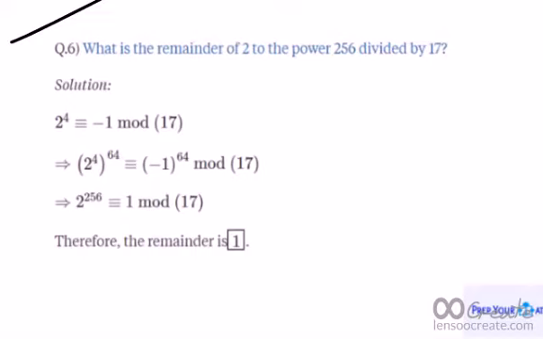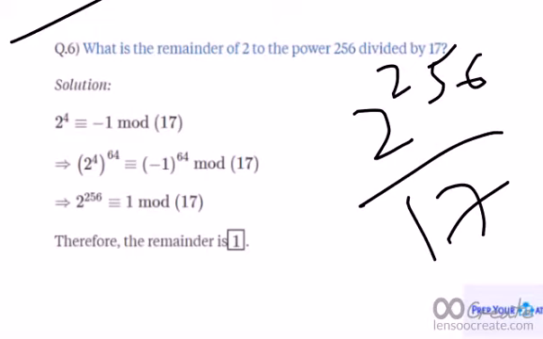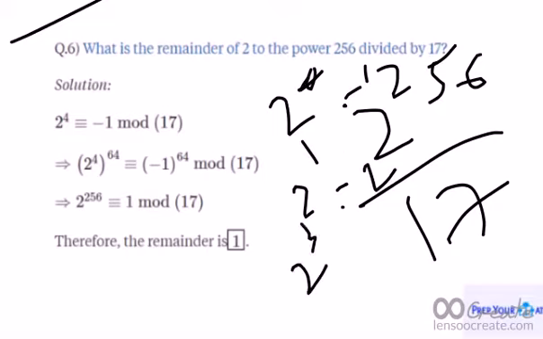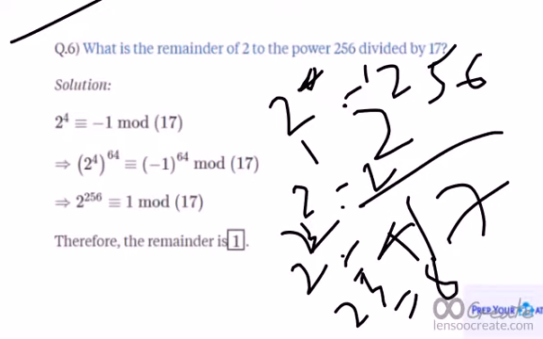Question number 6 says that what is the remainder of 2 raised to 256 when divided by 17? Now we have 2 raised to 0 as 1, 2 raised to 1 as 2, 2 raised to 2 is 4, 2 raised to 3 is 8, 2 raised to 4 is 16. This is nearer to 17, right?